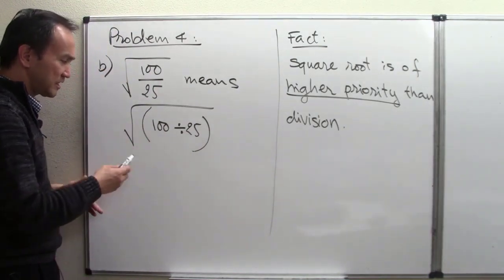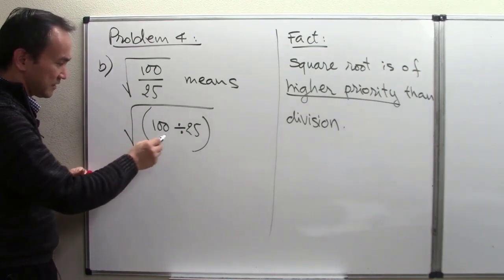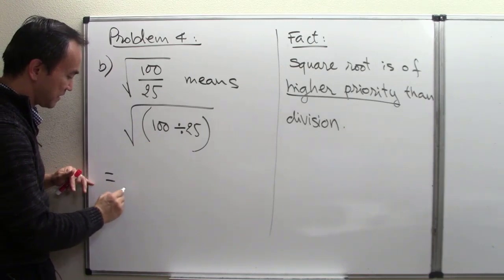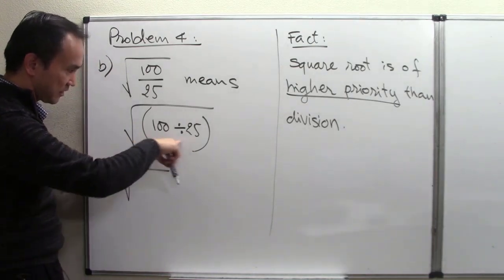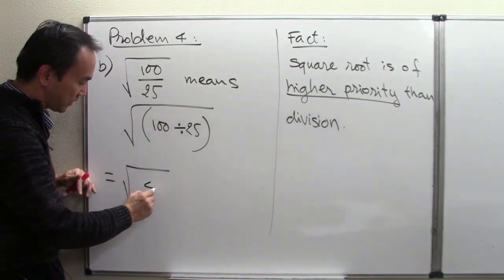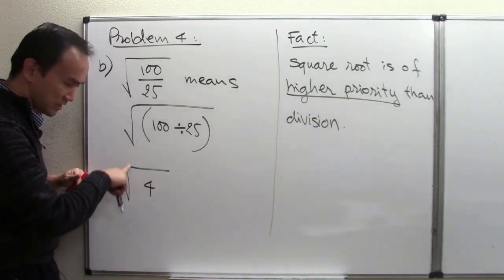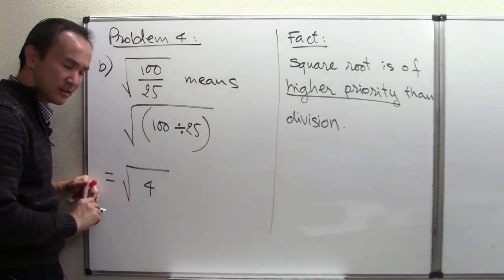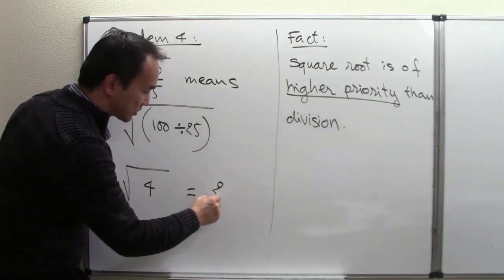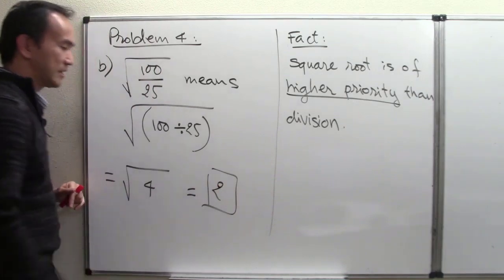And so in this case, the way I'm seeing it, I must divide 100 by 25 right here. So the step here is saying that the division happens first. So 100 divided by 25 gives me 4. And now we take the square root as the next step, which gives me the square root of 4 equals 2. And that's our final answer.